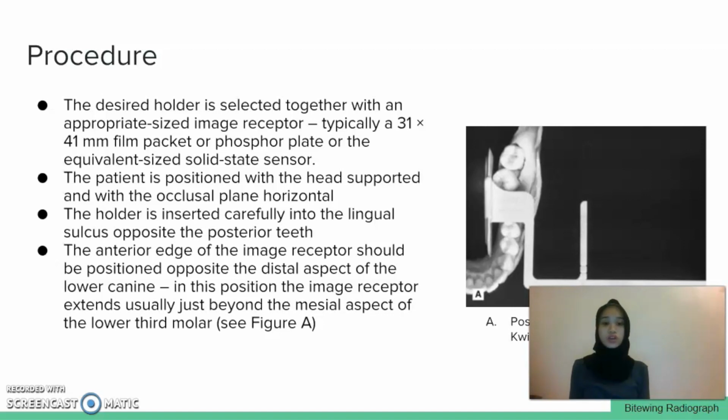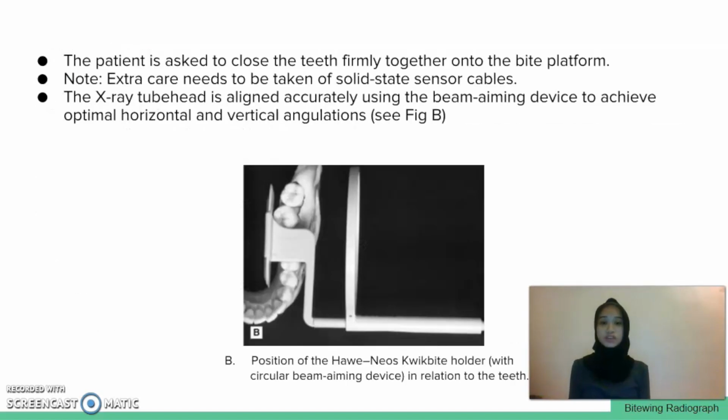As you can see in Figure A, it is the position of the simple Hawkeye quick bite holder in relation to the teeth. Next, the patient is asked to close the teeth firmly together onto the bite platform. Please note that extra care needs to be taken of solid-state sensor cables. The X-ray tube head is aligned accurately using the beam aiming device to achieve optimal horizontal and vertical angulations as seen in Figure B. Figure B shows the position of the quick bite holder with the circular beam aiming device in relation to the teeth.